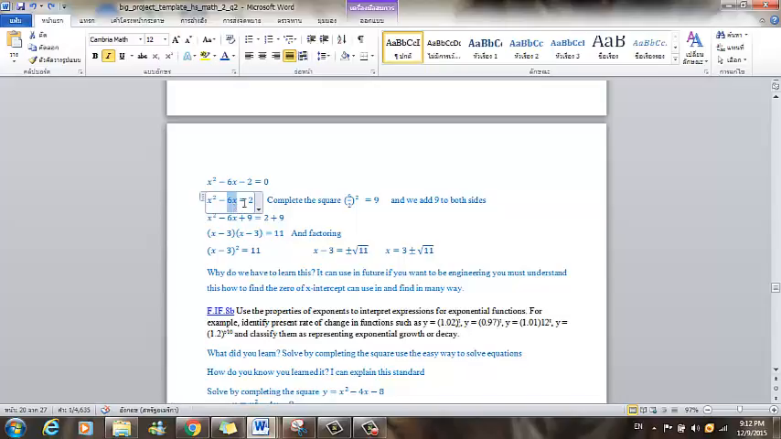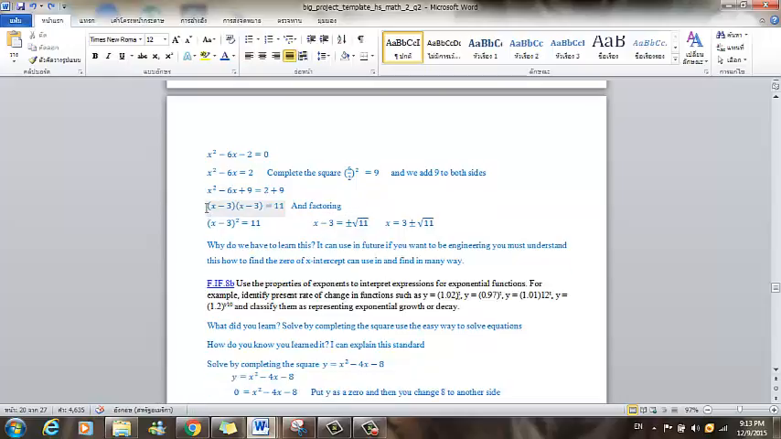6x, right? So when you complete the square, it's 6 divided by 2 squared, equal to 9, and we add 9 to both sides. Now you factorize this, and we add the 2 together, it's going to be 11. Then factorize it. So it's going to be equal to 11.